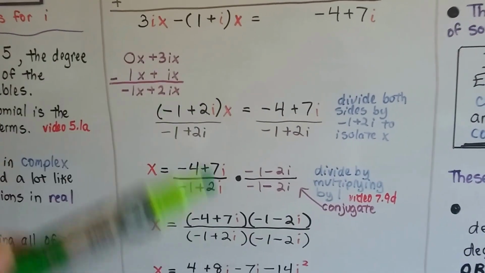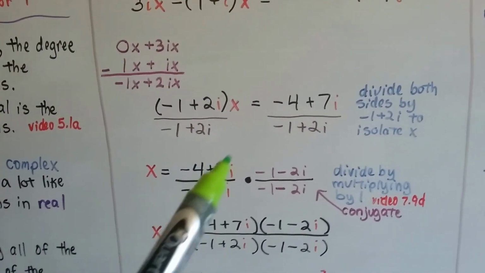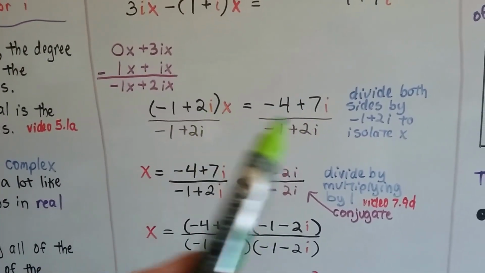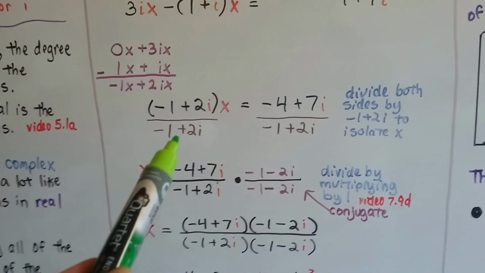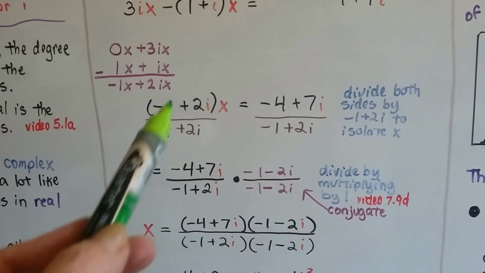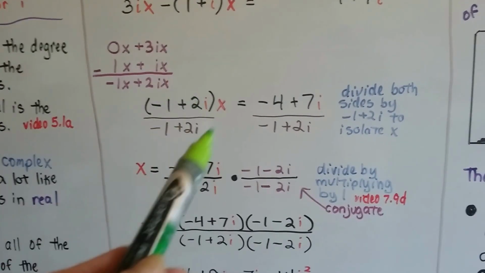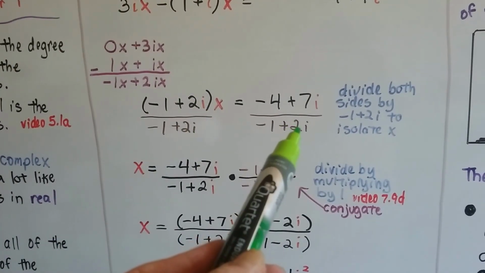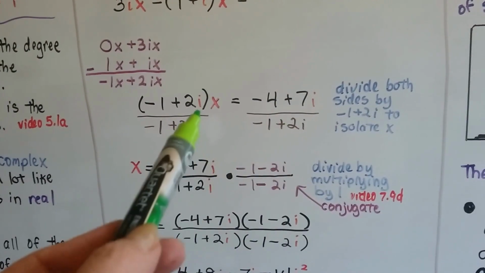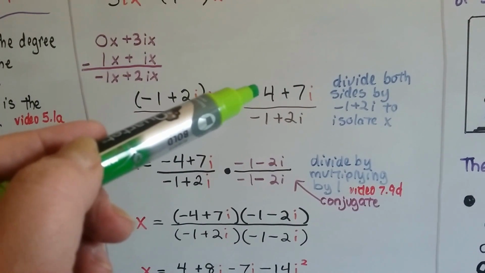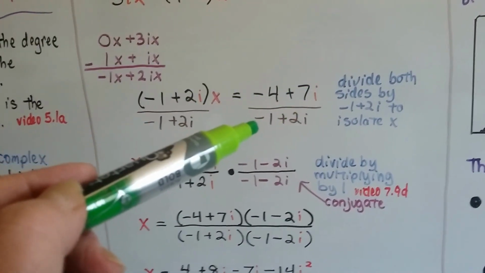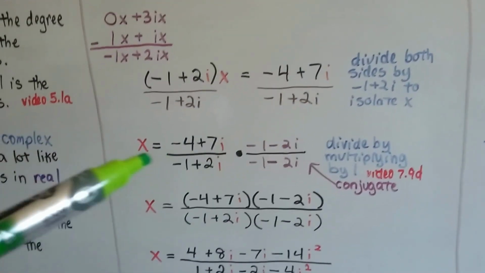Now we need to isolate that x by itself. And we divide both sides by this negative 1 plus 2i so that we make a giant 1 right here. And it's on this side also. We have to divide both sides. That isolates that x by itself. So now we just have x equals negative 4 plus 7i divided by negative 1 plus 2i.